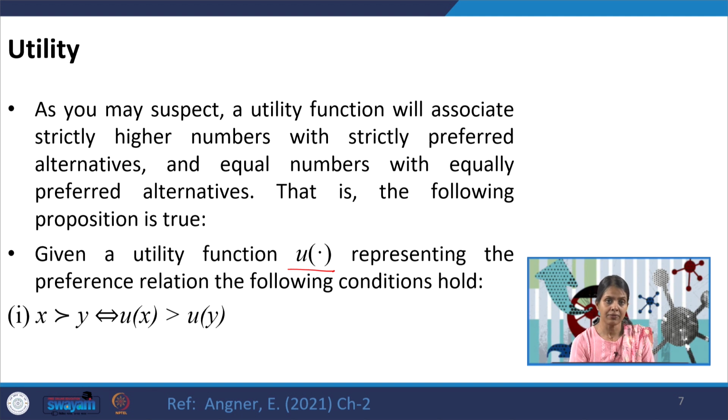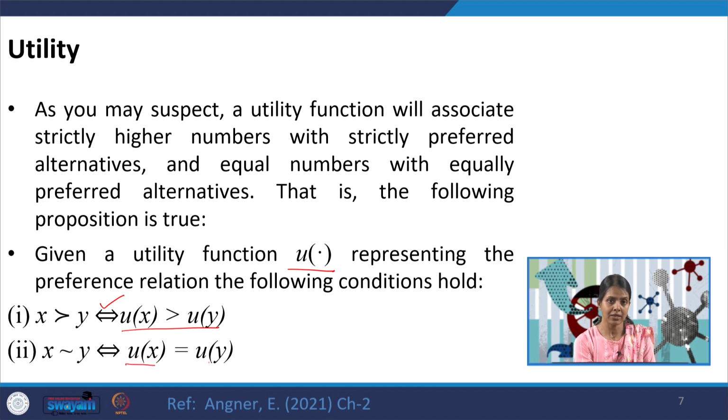If x is preferred to y, then u(x) must be greater than u(y). This implies that the alternative is also true, that if u(x) is greater than u(y), then it must imply that x is preferred to y. Similarly, if one is indifferent between x and y, then utility generated from x must be equal to utility generated from y. Alternatively, this is also true that if u(x) equals u(y), then the individual should be indifferent between x and y.